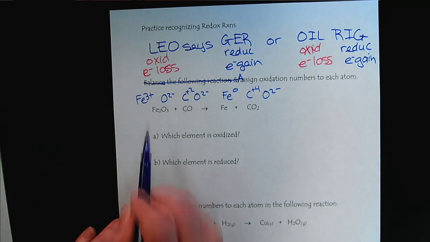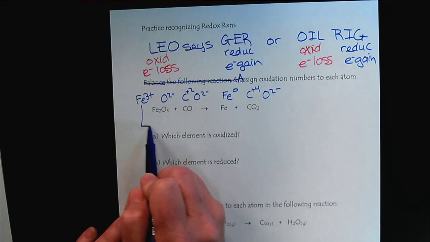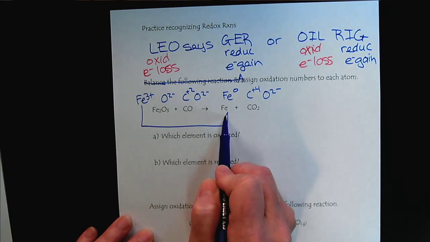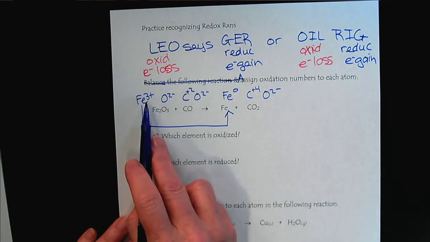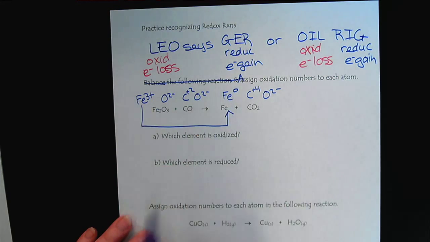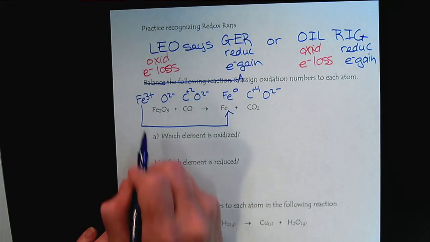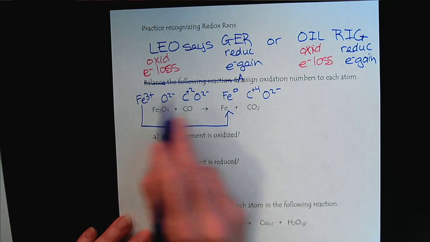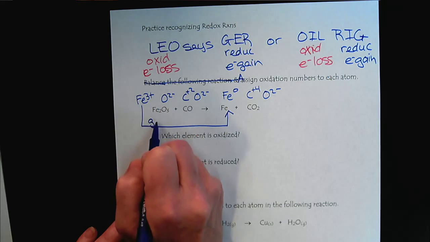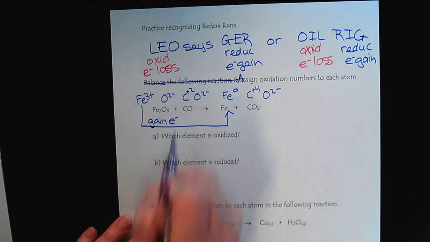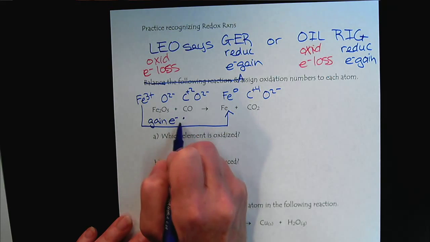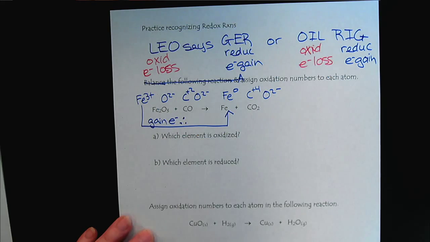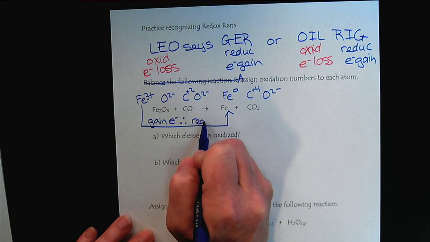Now we can look here. We can see that there's been a change in the oxidation number of the iron. It went from iron +3 to iron 0. So we would say, to get from +3 to 0, the iron had to gain electrons. And therefore, this is a reduction reaction.